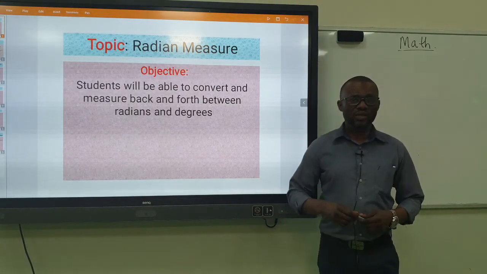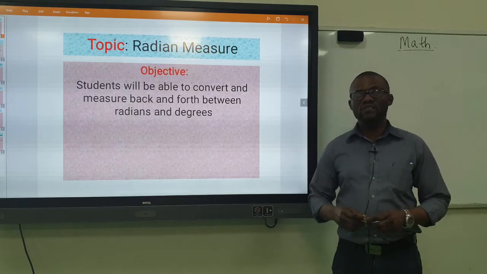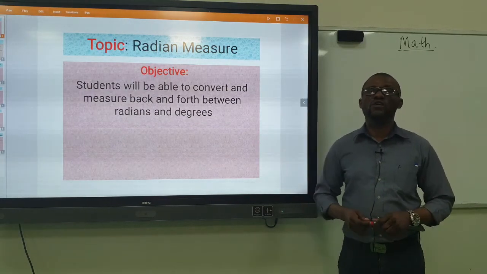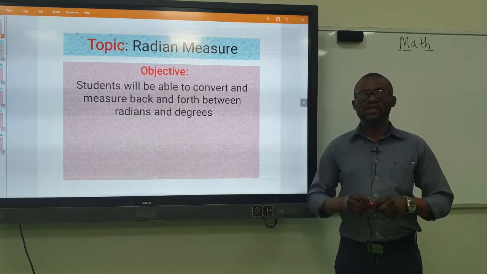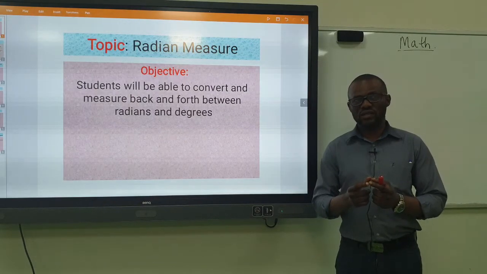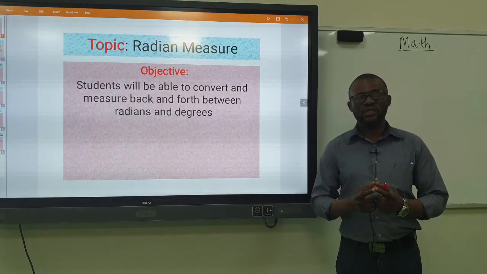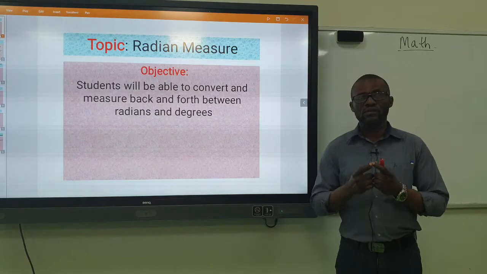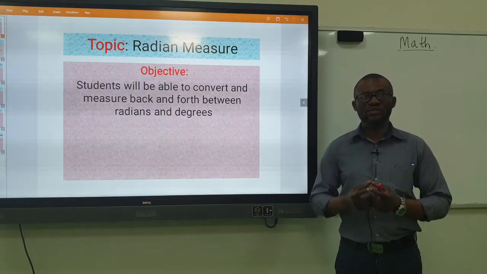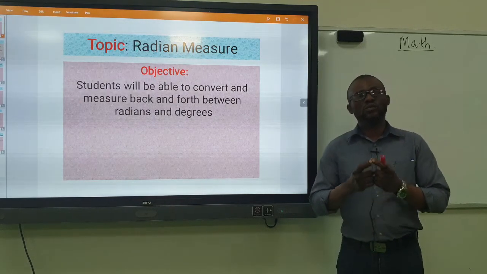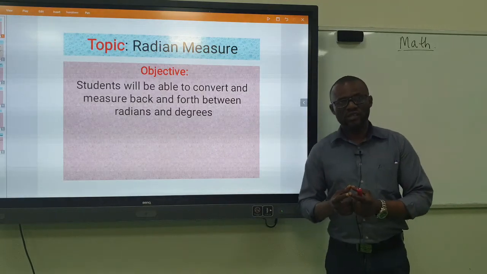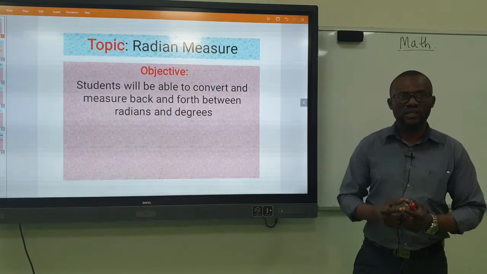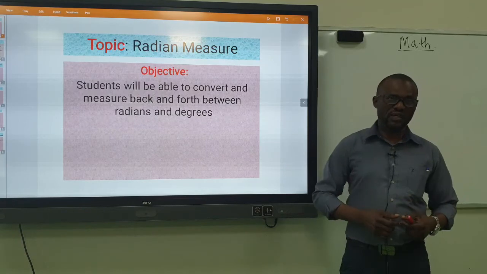The reason why we calculate mostly in radian is to avoid large numbers of values. With radian, this angle can be measured, most especially when we are talking about geographical measurement, navigation, space measurement. So we avoid the use of degrees in order to get our angle accurately. So that is why we measure in radian.